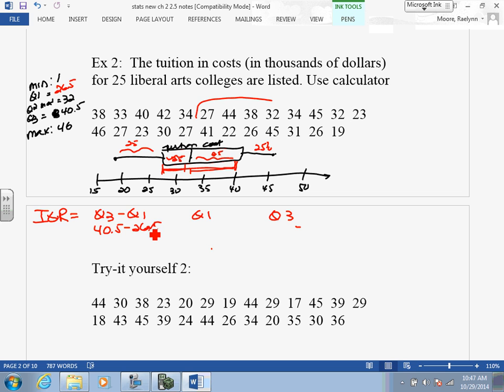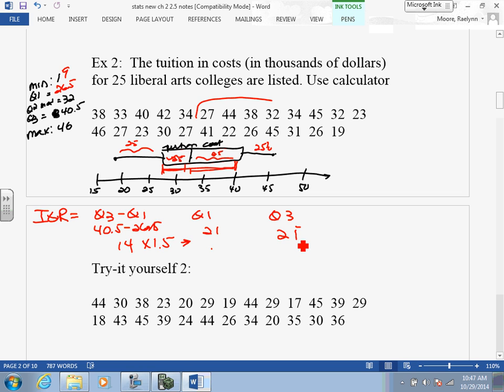Your min was 19 right here. Your max is 46. Your middle is 32, 40.5. Do the rest of it. The rest is good. Okay, so the interquartile range becomes 14, right? All right, now take 14 and multiply it by 1.5. So this becomes 21, right?